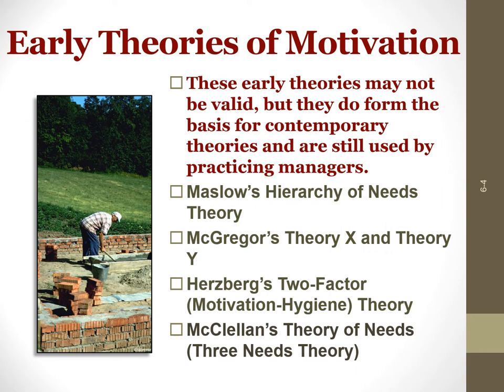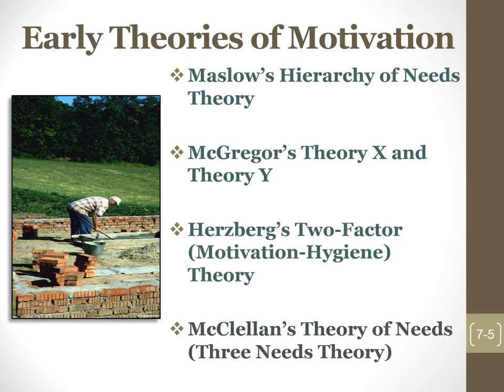There are two types of theories of motivation: early theories of motivation and contemporary theories. Starting with the early theories: Maslow's hierarchy of needs theory, McGregor's Theory X and Theory Y, Herzberg's two-factor motivation-hygiene theory, and McClelland's three needs theory.